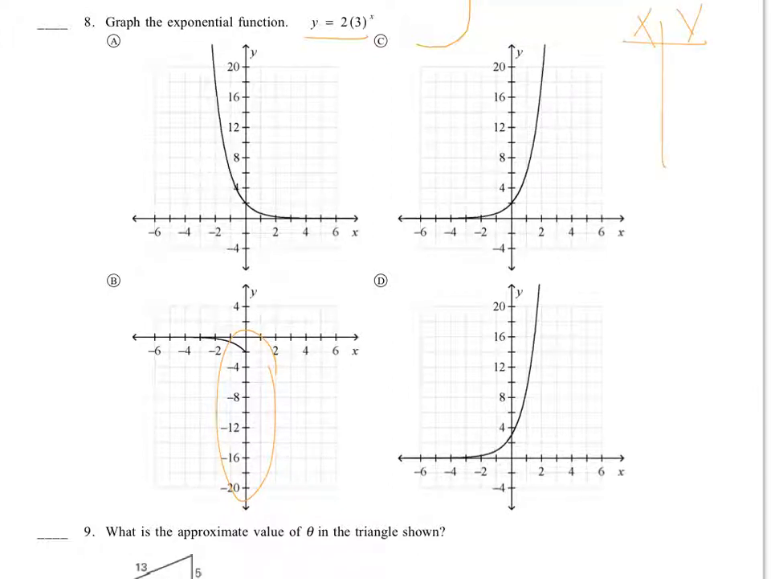If I plug in three values for x, and let's use -1, 0, and 1 for nice easy numbers, we get 2/3, we get 2, and we get 2 times 3, which is 6. The only one of these that has those points happens to be graph C. In fact, that's the only one that even has (0, 2) and keeps going up when you get over to the right.